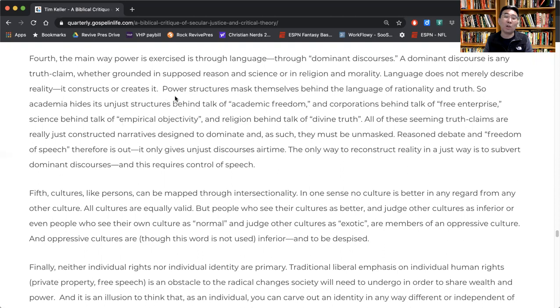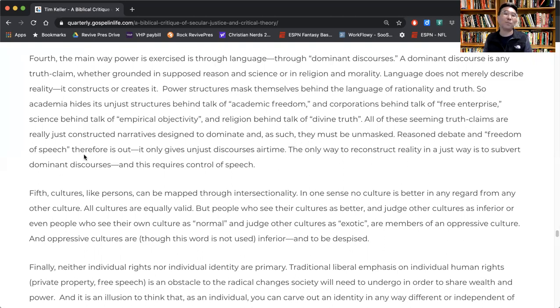Putting away empirical objectivity is actually a threat to science itself. I want you to understand, this is really serious business. It's a very dangerous place in society. It's even a threat to the sciences and to empirical objectivity, right? All of these seeming truth claims are really just constructed narratives, stories designed to dominate, and as such, they must be unmasked. Deconstruction is often the term, unmasked, right?